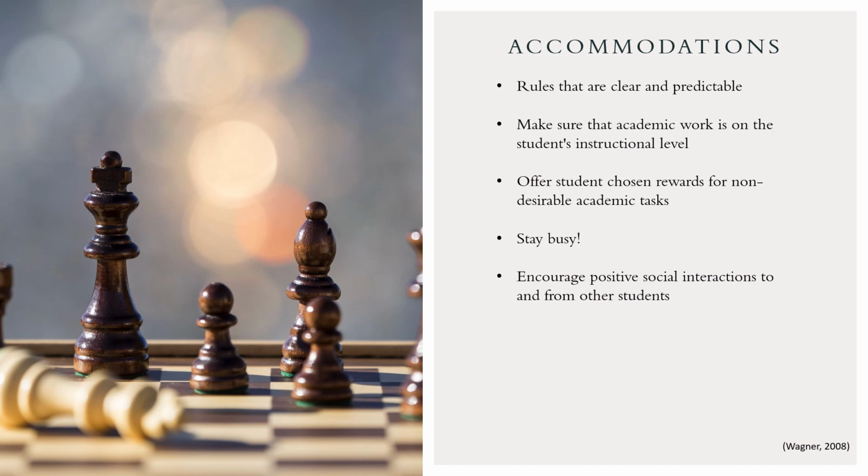Let's look at some ways that we can accommodate. We want to make sure that the rules that we give them are clear and predictable. And we want to make sure that they are administered fairly and consistently. Make sure that academic work is on the student's instructional level. We don't want to give them things that are too difficult or too easy. Offer students chosen rewards for non-desirable academic tasks.